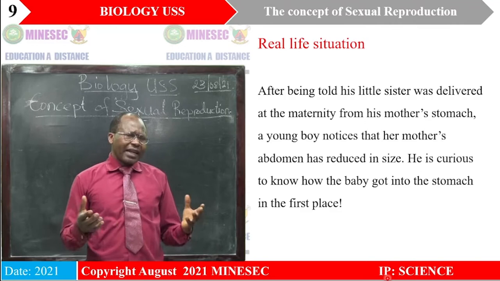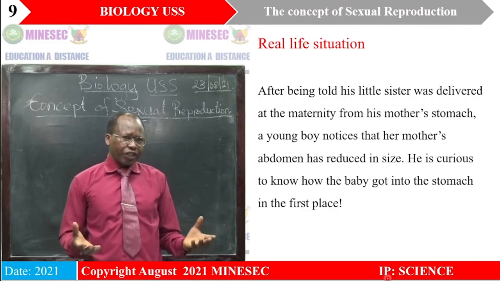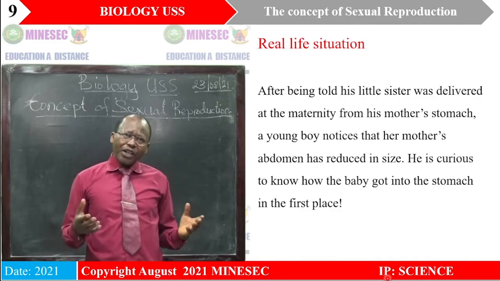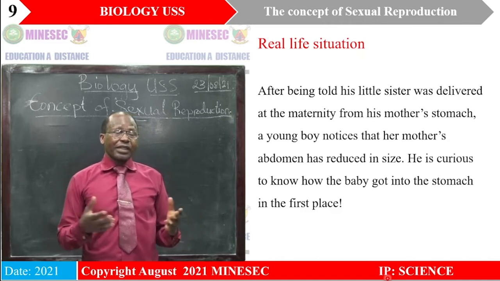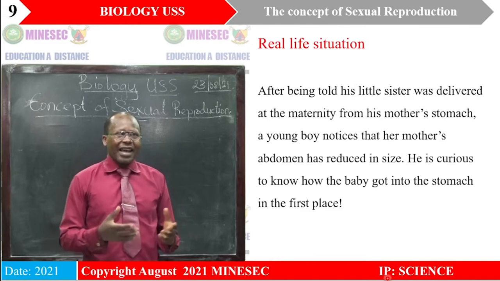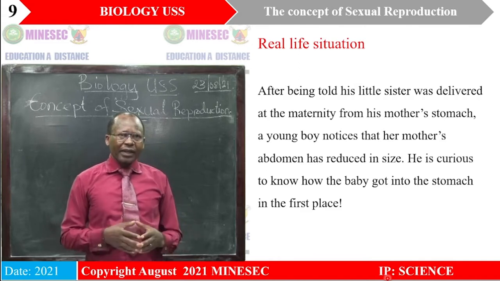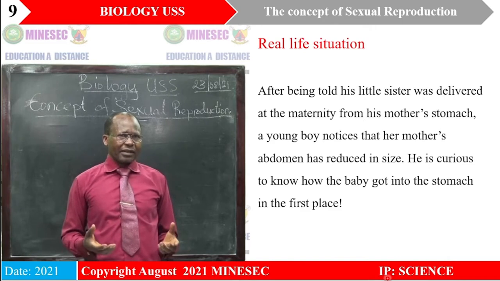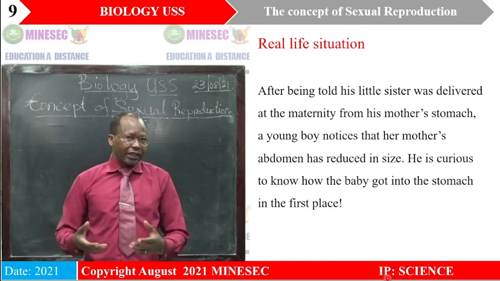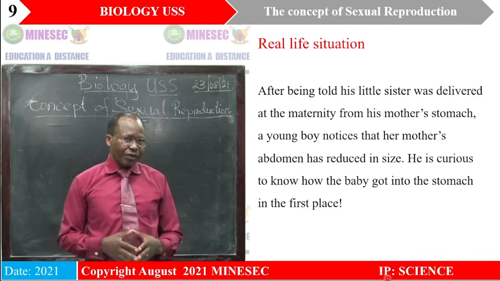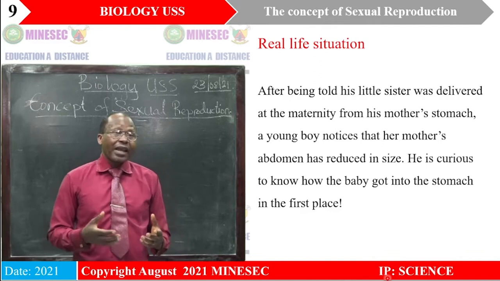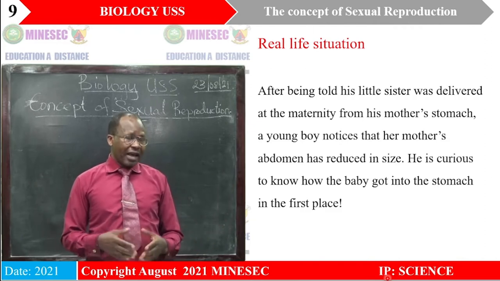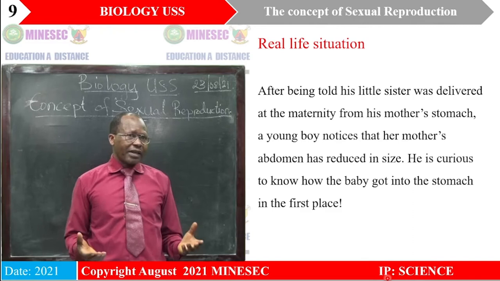Now, what is an example of a real life situation in which the knowledge from this lesson could help? There's a hypothetical one here. After being told that his little sister was delivered at the maternity from his mother's stomach, this young boy also notices that the mother's abdomen had reduced in size. This implies that the mother was pregnant, but the child came, and then the abdomen reduced. So the boy was very curious, and he wanted to know how the baby got into the stomach in the first place. As a biology student, how can you explain this to this young boy?